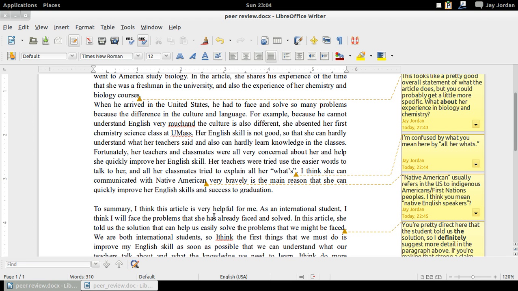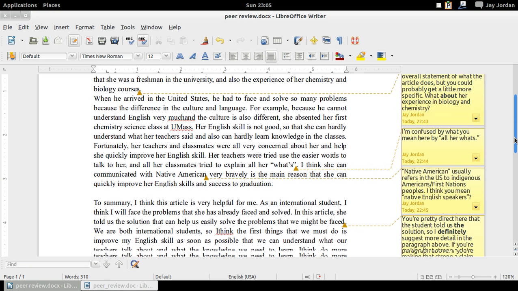But you'll notice that I am not marking all of the grammar differences that I see. I'm trying to prioritize. So here this person writes, "summarizing the article, her teachers were used the easier words to talk to her, and all her classmates tried to explain all her whats." And I just wasn't clear what that meant. That was confusing, so I marked that. I'm confused by what you mean here. And as a matter of fact, if I'm talking to the student who wrote this, I would probably want to bring that up face to face.